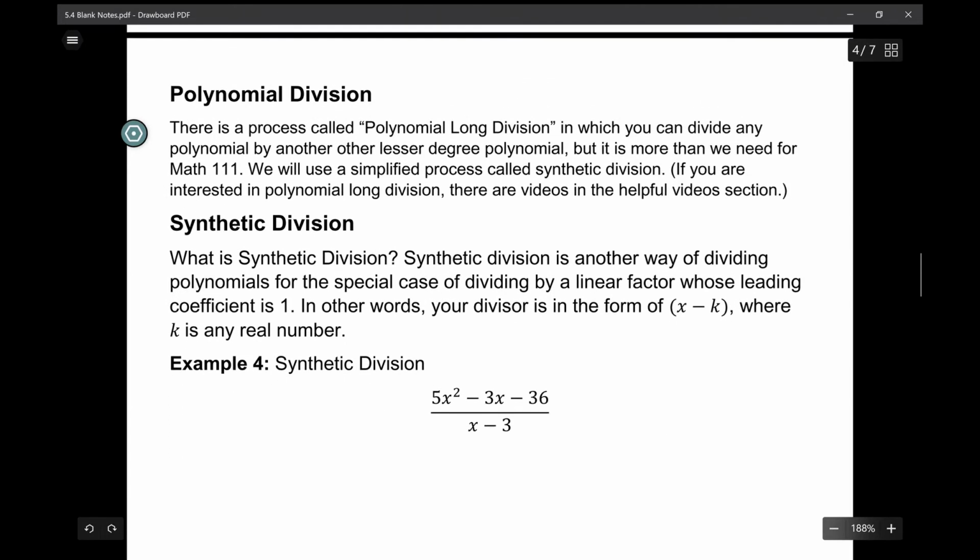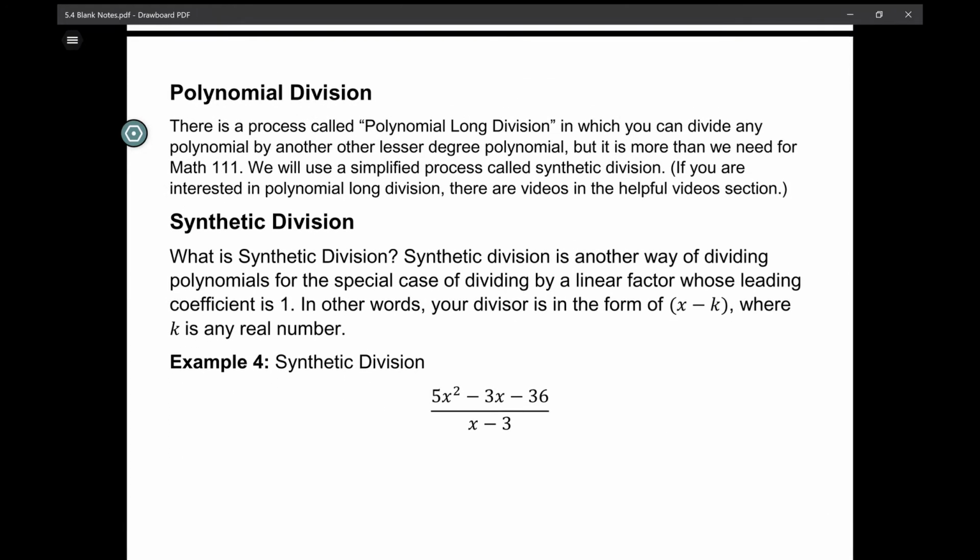All right, let's talk some more about some other types of polynomial division. There is a process called polynomial long division in which you can divide any polynomial by any other polynomial of lesser degree. It is really more than we need for Math 111. You will come across this again in maybe Math 252, but I'm going to leave it for you guys that are going to 252 to discover that process.